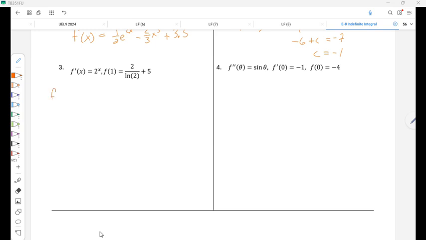So f prime of x is 2 to the x. That means that f of x is the indefinite integral of that f prime, which is still 2 to the x, but the coefficient is 1 over ln 2. And then, of course, plus c.